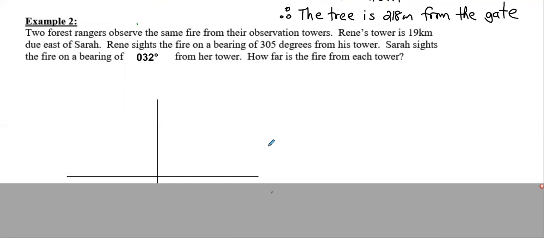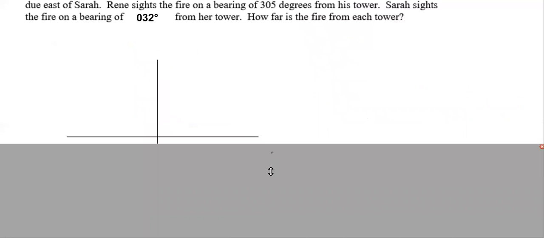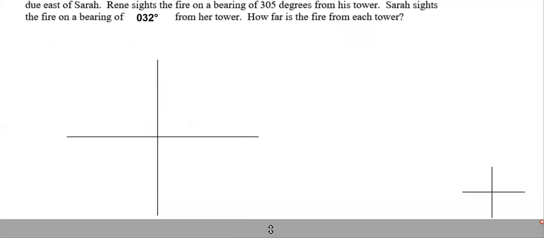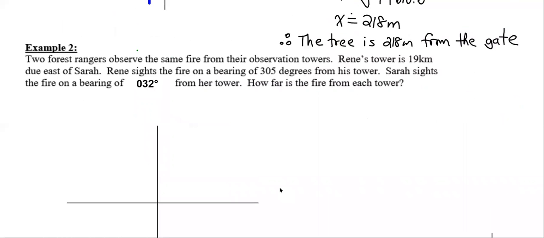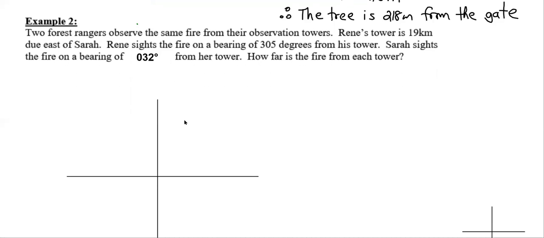So in this next example, two forest rangers observe the same fire from their observation towers. Renee's tower is 19 kilometers due east of Sarah. So again, we have this little system here, and let's see how this is going to help us out. Let's just get set up.